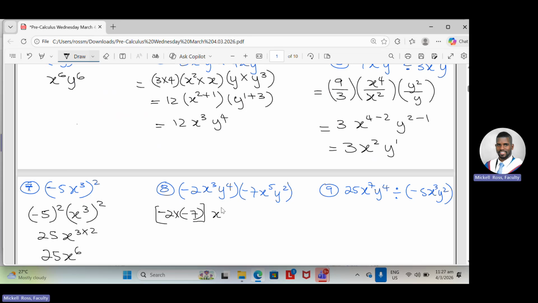And then you're going to have x cubed times x to the 5th multiply. And then you're going to get y to the 4th times y squared. They are multiplying. Negative 2 times negative 4, and negative times a negative gives you a positive. Sorry, I said 4 a while ago. Negative 2 times negative 7, positive 14. We're going to get x to the 3 plus 5 and y to the 4 plus 2. So we're going to get 14 x to the 8, y to the 6. And that would be our final answer.